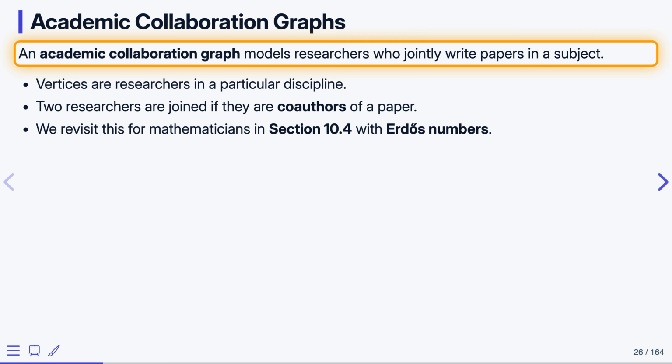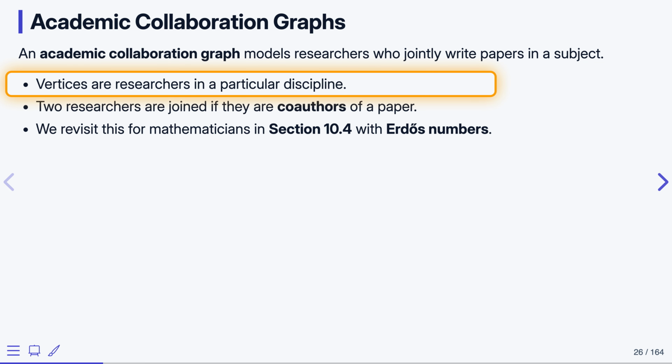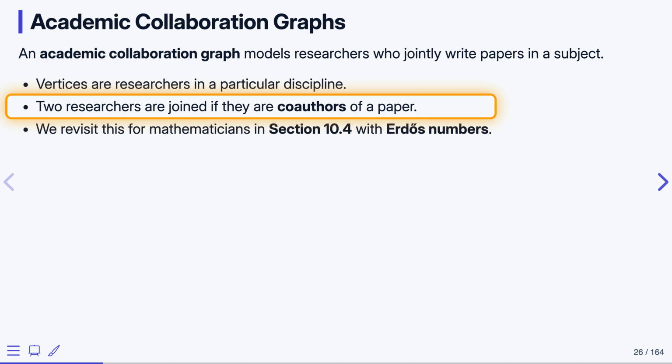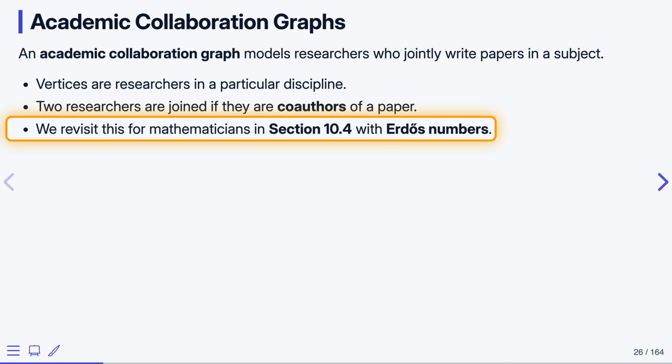The second example is an academic collaboration graph. It models researchers who write papers together. Each dot is a researcher in some field. We join two researchers with a line if they wrote a paper together, as co-authors. Writing together also works both ways, so again the graph is undirected. Later we use this graph for mathematicians to define what are called Erdős numbers.